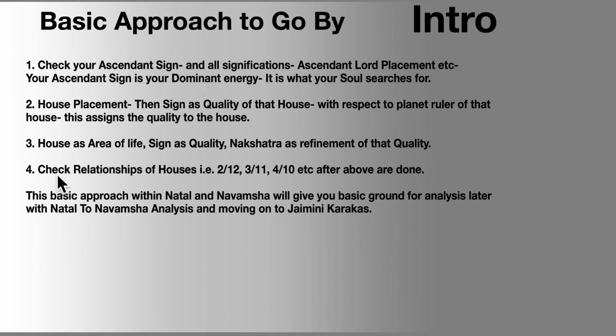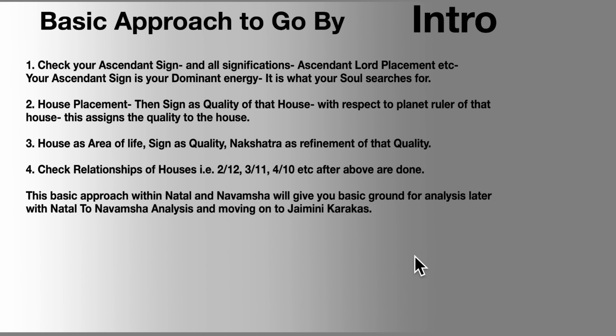The 4th step is check the relationship between the houses 2, 12, 3, 11, 4, 10, which I've already covered in this playlist, okay? That comes the 4th step. So follow this step-by-step approach, and we will never go wrong in our approach to handling the natal or the Navamsha or the Jaimini Karakas, which will come later on.